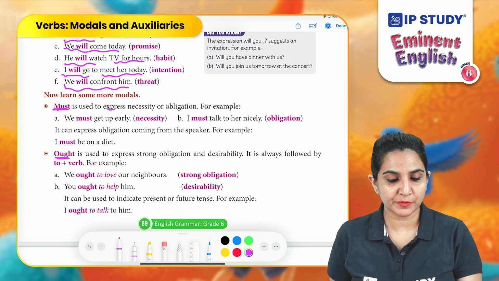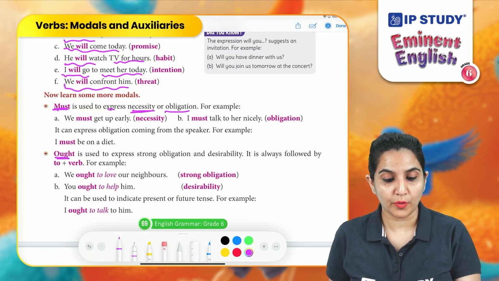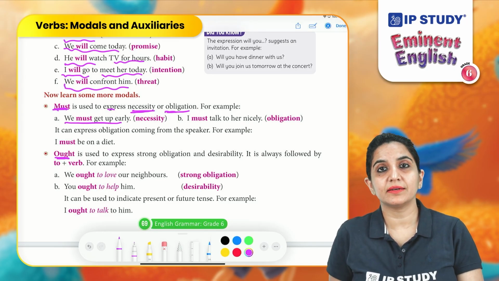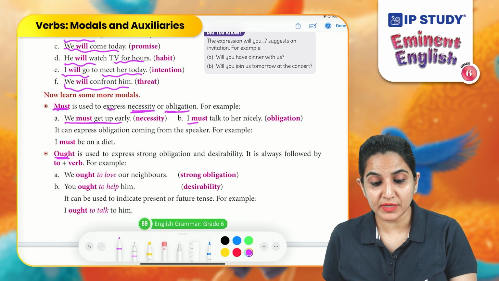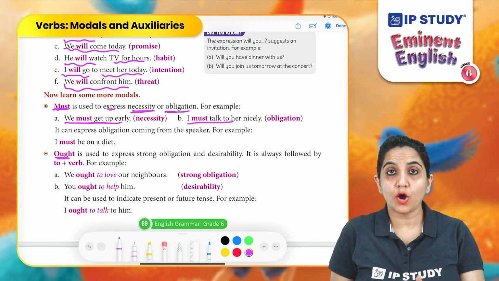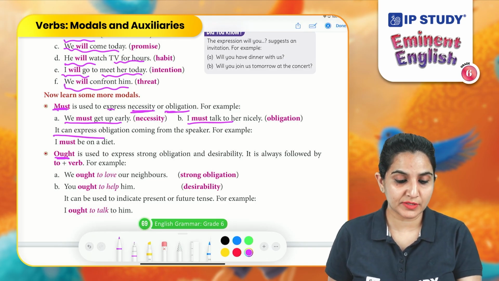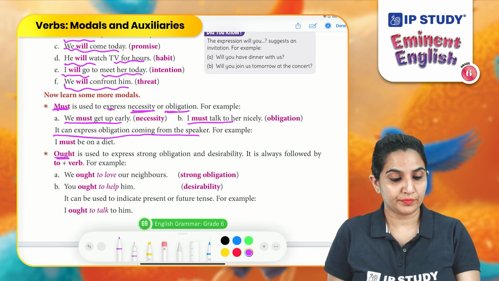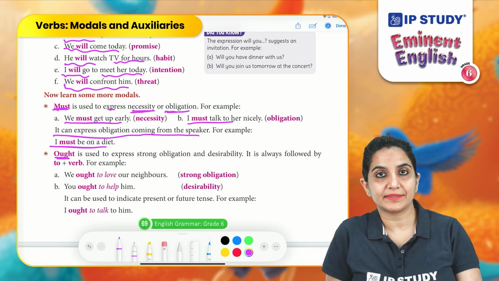Must is used to express necessity or obligation. For example, we must get up early. This is a necessity. I must talk to her nicely. This is an obligation. It can express obligation coming from the speaker. For example, I must be on a diet.